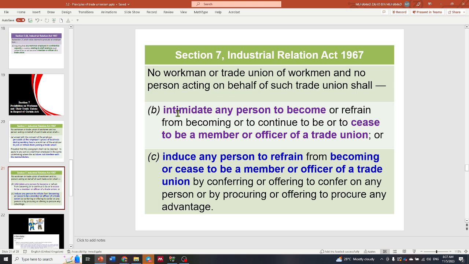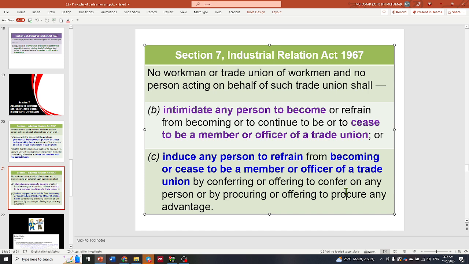B. Intimidate any person to become or refrain from becoming or to continue to be a member. Ya, intimidate maksud kita menakut-nakutkan orang untuk join ataupun tak join trade union ni. C. To induce any person to refrain from becoming or cease to be a member or officer of a trade union by conferring or offering to confer on any person or by procuring or offering to procure any advantage. Bermaksud kita menggalakkan orang untuk join ataupun halang join dengan ada sedikit syarat ataupun kita akan bagi kelebihan.